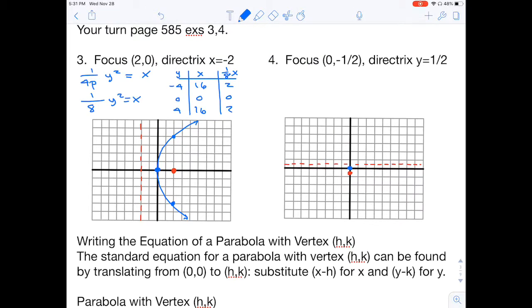So this one is going to open down, so I know it's going to be a vertical one. So let's get rid of that, and let's go write down our vertical equation. So our vertical equation is 1/4p x squared equals y. P in this case is our directed distance from vertex to focus, or blue to red, which is -1/2. So it's 1/4 times -1/2, which is -1/2.